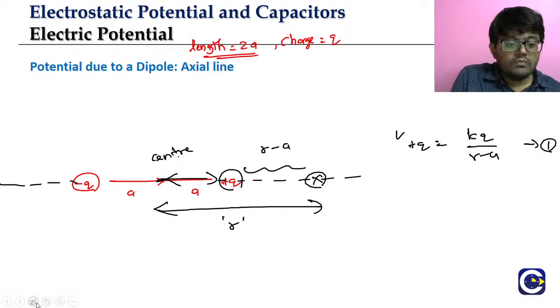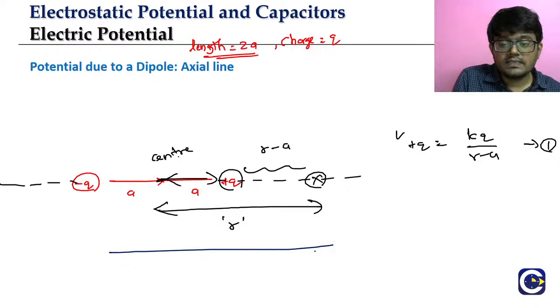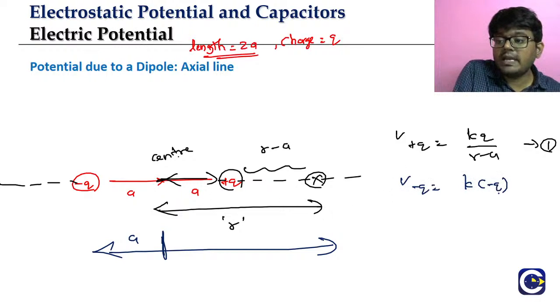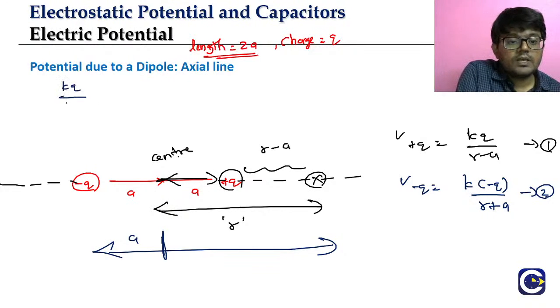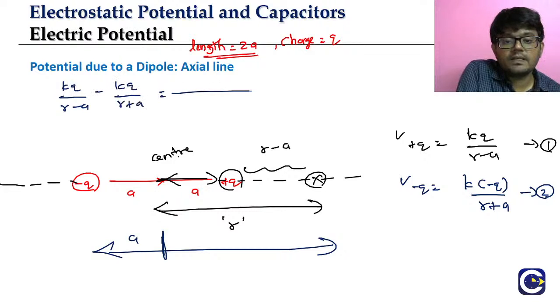Now we look at the potential because of the negative charge. We have to get the distance. The total distance is going to be r plus a, so it is k into minus q by (r plus a). Now, the total potential, we have to add both of them, right? kq by (r minus a) minus kq by (r plus a). The denominator is (r minus a) into (r plus a), and the numerator is kq times ((r plus a) minus (r minus a)).